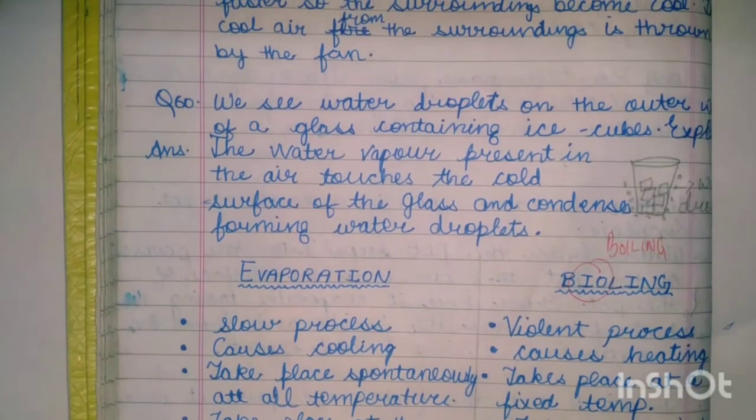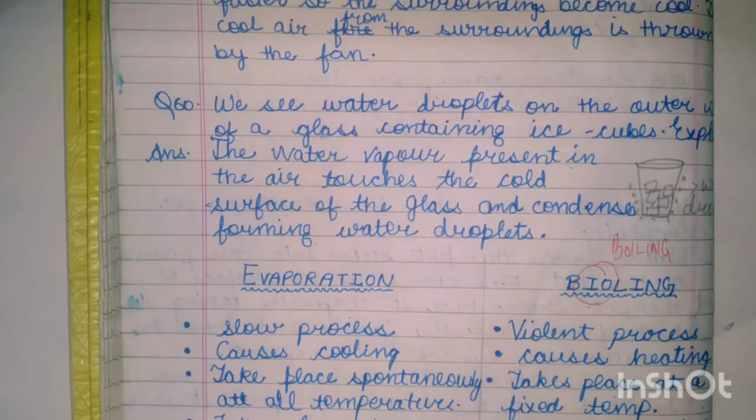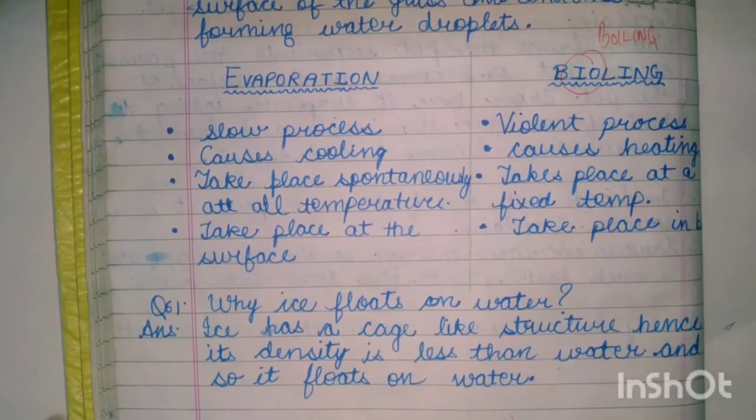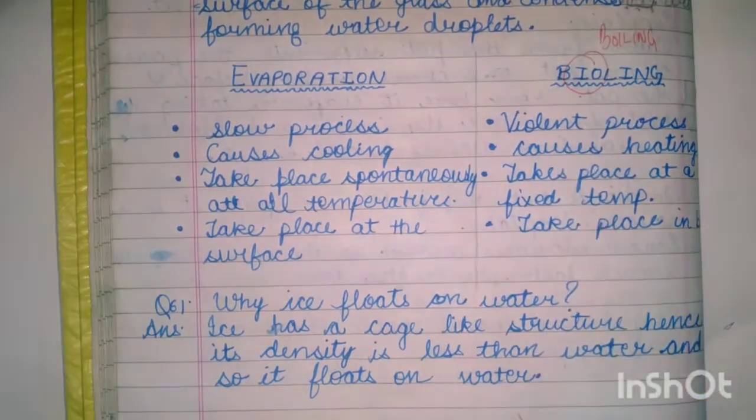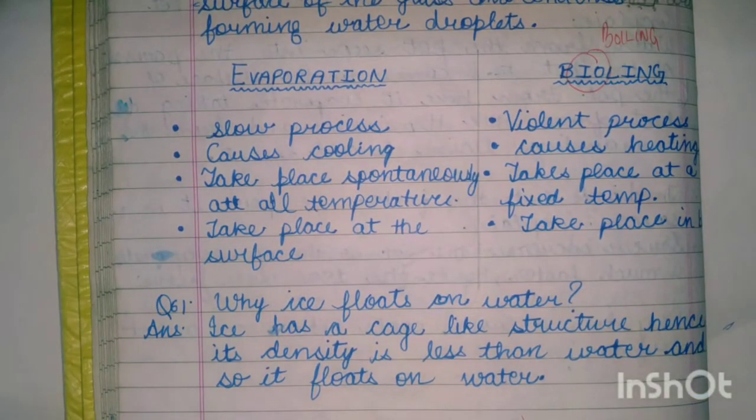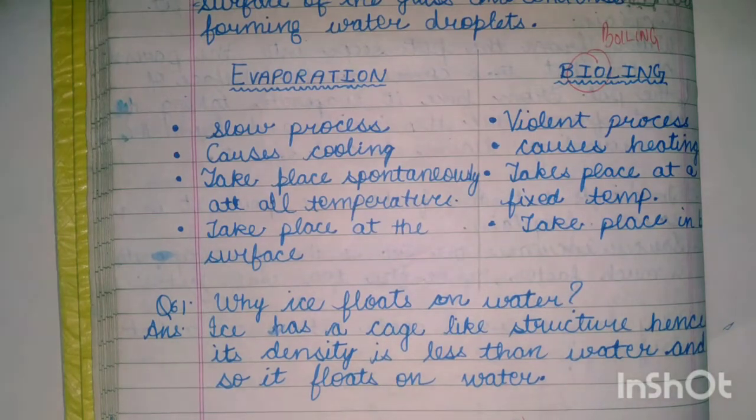Coming to evaporation and boiling. What is the difference between evaporation and boiling? Evaporation is a slow process. Don't mind the spelling of boiling, that was fast. So evaporation is a slow process, whereas boiling is a violent process. Evaporation causes cooling, boiling causes heating, that you all know. Evaporation can take place at all temperatures, but boiling cannot take place at any temperature. It takes place at a fixed temperature. And evaporation takes place at the surface and boiling takes place in bulk.